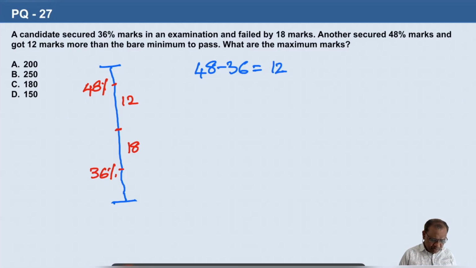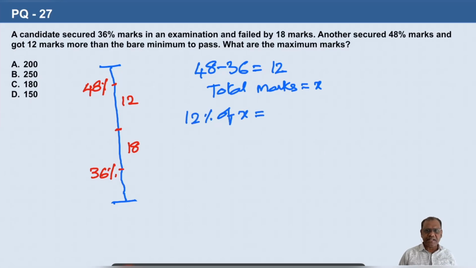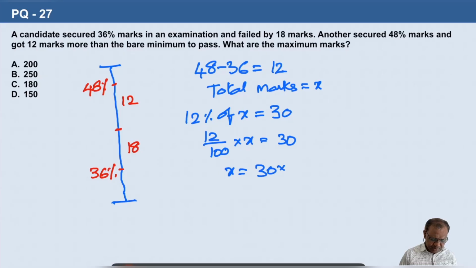So the total number of marks, let us assume as x. So 12% of x is equal to 12 plus 18. 12 plus 18 is 30. So we will simplify this and find the value of x, that is the total marks. 12 by 100 into x is equal to 30. x is equal to 30 into 100 by 12.